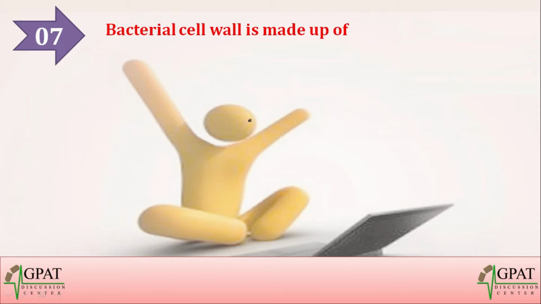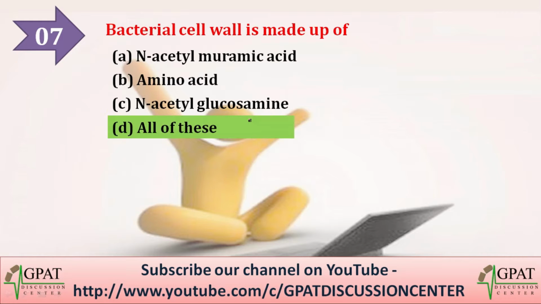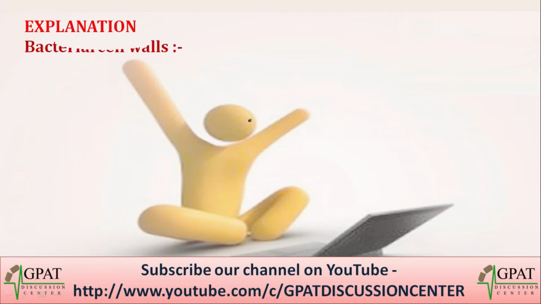Bacterial cell wall is made up of, options are option A N-acetylmuramic acid, option B amino acid, option C N-acetylglucosamine, option D all of these. So the correct answer is that bacterial cell wall is made up of all of these, that is N-acetylmuramic acid, amino acid, and N-acetylglucosamine. So let's discuss with the help of explanation.